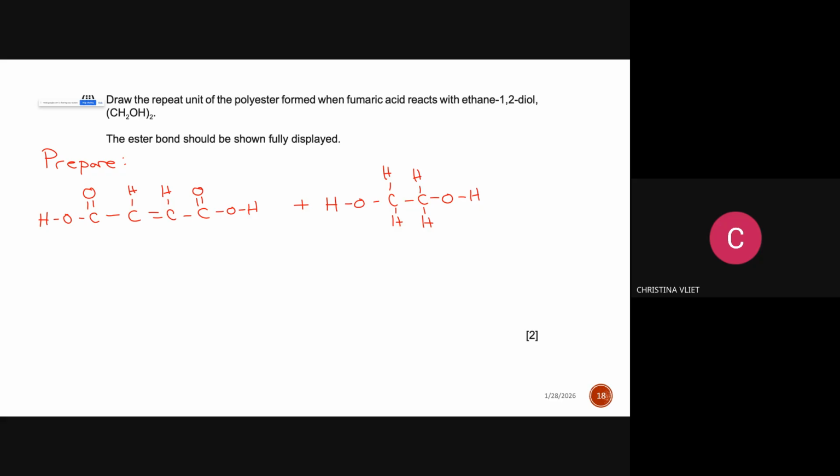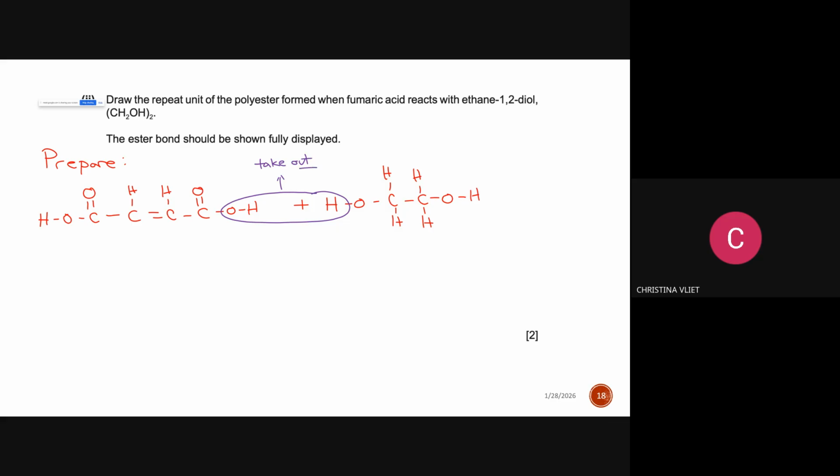Then you've got to understand what happens. To make the polymer, we're taking the OH out from the carboxylic acid, and we're taking the H out from the alcohol. But we're doing this over and over and over again. So how do we show that is the question. I'm going to change colors to show that. So, changing colors, OH and H. Take that out. Take that out.